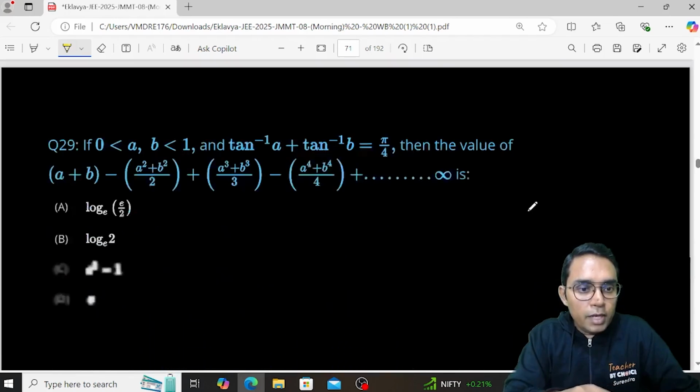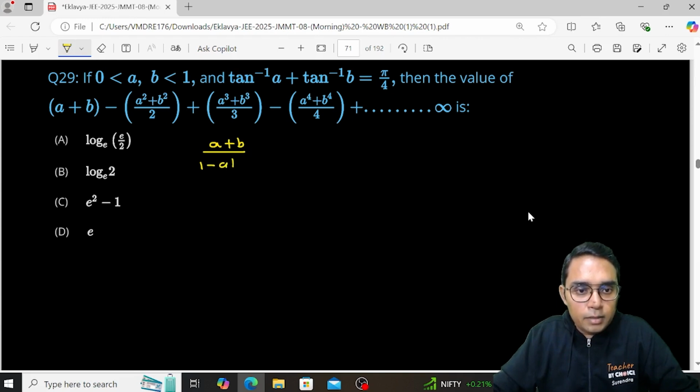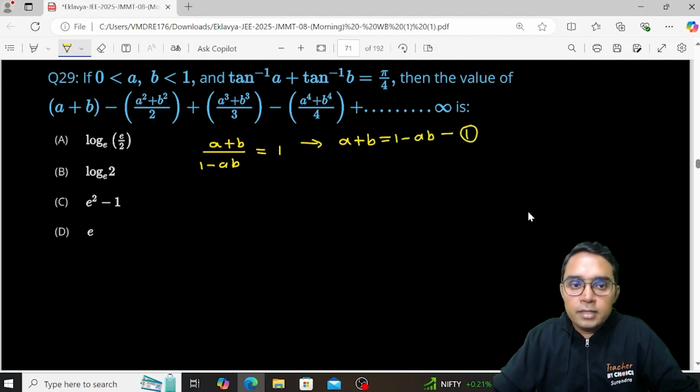Okay, so coming to the next question, that is question number 29. Here, tan inverse A plus tan inverse B is pi by 4. I think if I take tan both sides, it will become tan A plus tan B upon 1 minus tan A tan B, that is equal to 1. It gives you A plus B equal to 1 minus AB. So that is the relation we are getting from this given relation.